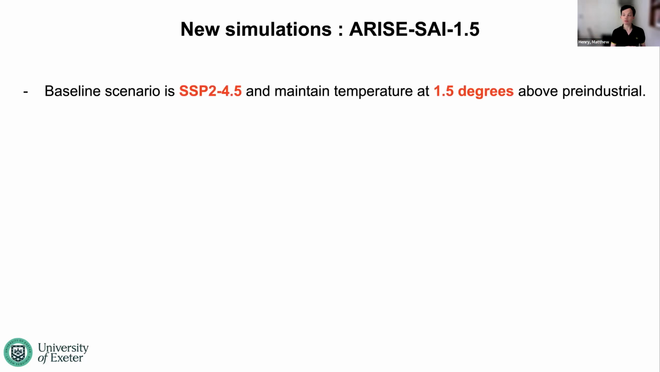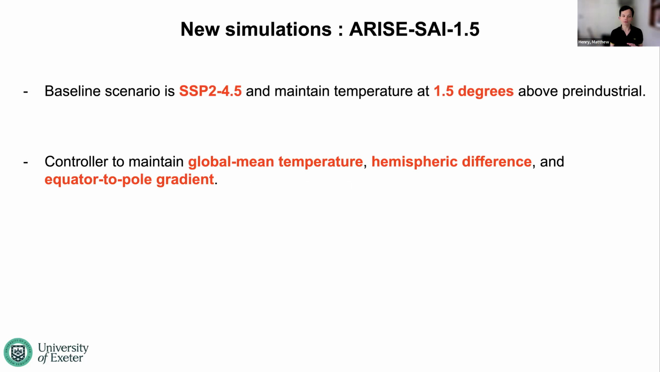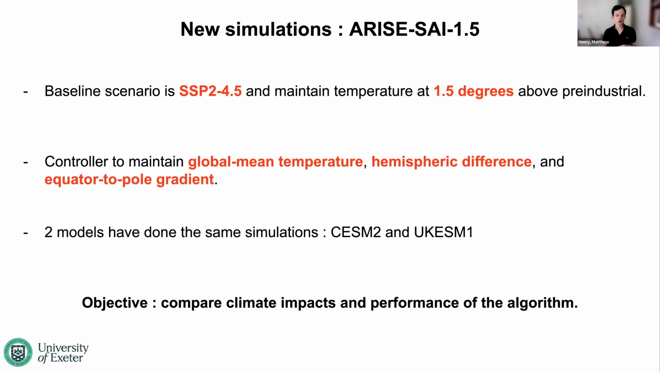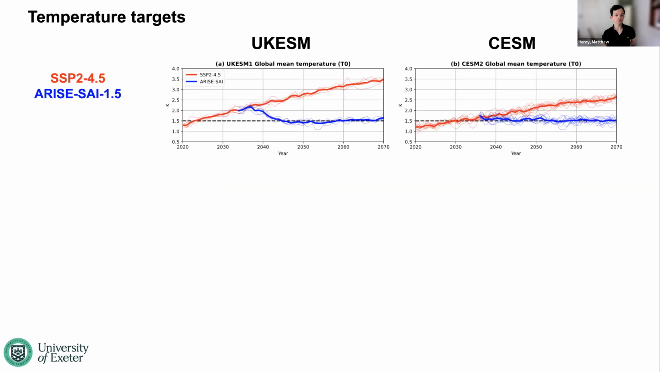So in this case, the baseline scenario will be SSP 245, and the goal will be to maintain the global mean temperature at 1.5 above pre-industrial, but also to maintain the hemispheric difference and the equator-to-pole difference in surface temperature. So we have 2 Earth system models that have done these experiments, so CESM2 and UKESM1. And the objective of this talk will be to compare the climate impacts and performance of the algorithm.